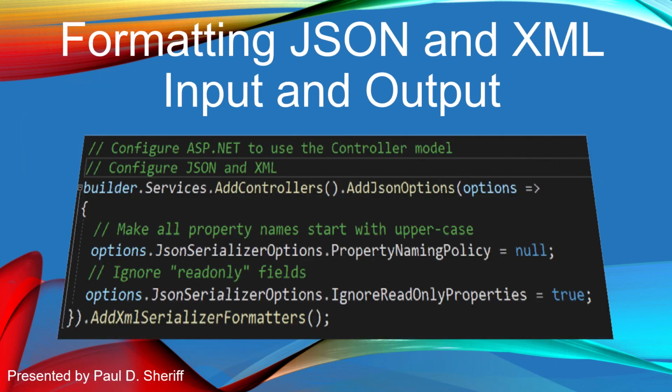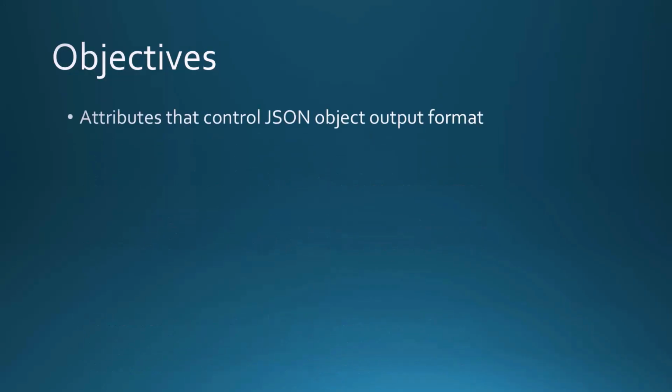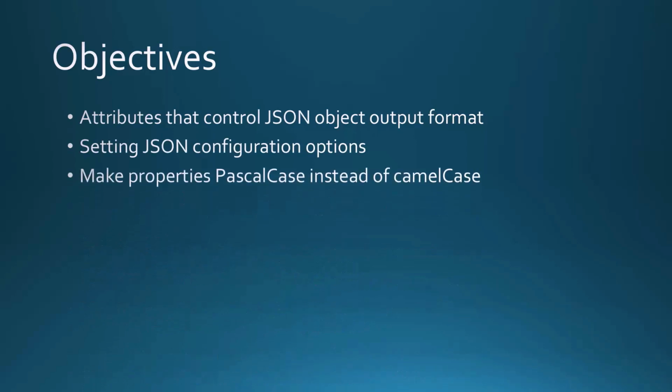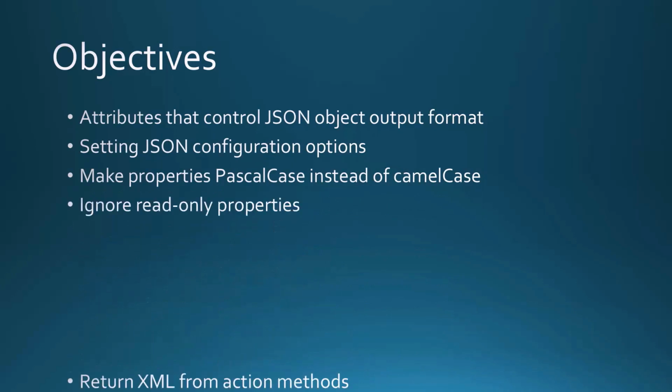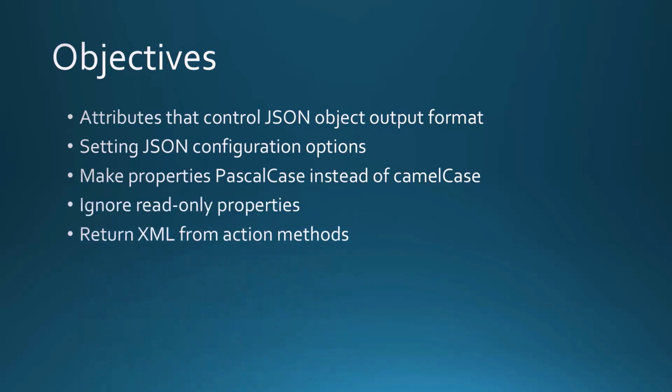This lesson is formatting JSON and XML input and output. The objectives for this lesson are to find the attributes that control JSON object output format, learn about setting global JSON configuration options such as making properties Pascal case instead of camel case, and ignoring read-only properties. We're then going to take a look at returning XML from action methods and consuming XML as input.